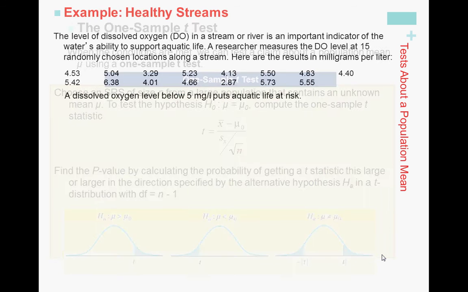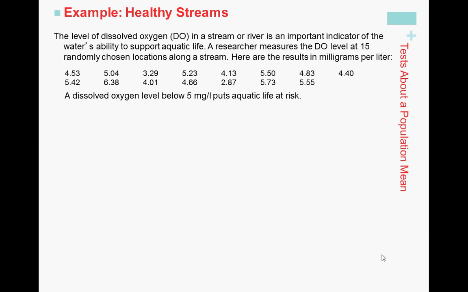Alright, here's our example we're going to run through with a true four-step process. The level of dissolved oxygen in a stream or a river is an important indicator of the water's ability to support aquatic life. A researcher measures the DO level at 15 randomly chosen locations along a stream. Here are the results. Don't worry, I'm not going to read those out. A dissolved oxygen level below 5 milligrams per liter puts the aquatic life at risk. So that right there should clue you in on what we want our hypotheses to be.